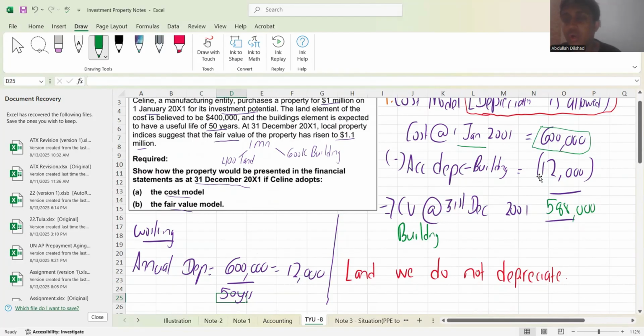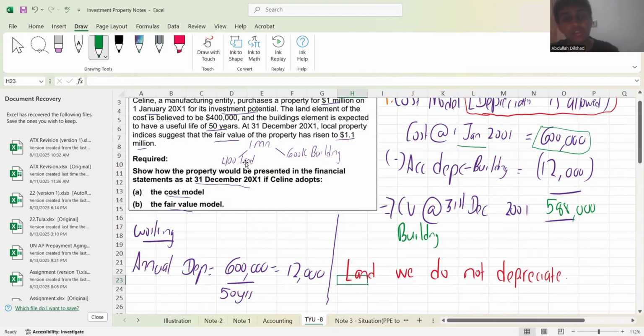Right? So obviously, to arrive at the carrying value of the building, you take cost minus accumulated depreciation, and you will arrive at a figure of 588,000. That would be your carrying value of the building, right? And then the second component of that 1 million was the land of 400,000. You all know land does not depreciate at all, so you can simply take that 400,000.